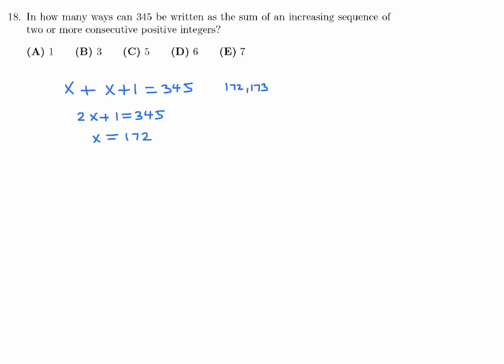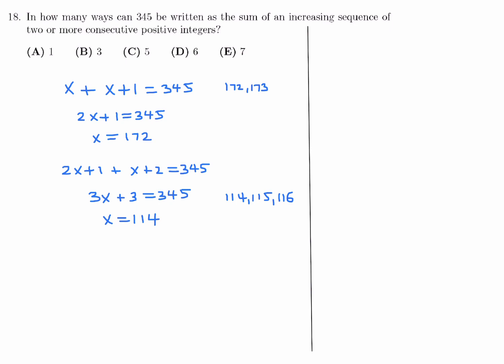And in a very similar way, we just keep doing this. 2x plus 1 plus the next guy, which would be x plus 2, equals 345. And that would be 3x plus 3 is equal to 345. Solving, we get x is equal to 114. So that means x will be 114, 115 for x plus 1, and 116 for the next guy.